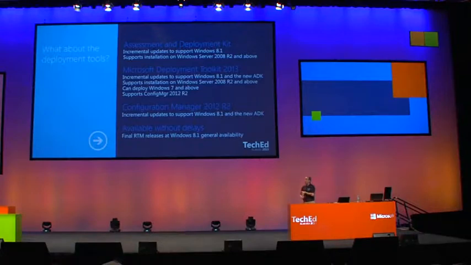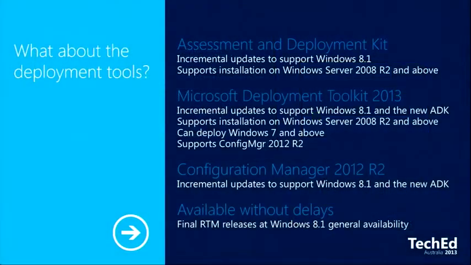The deployment tools that you would need to do that process have all been updated. So first, we have the Assessment and Deployment Kit, which contains incremental updates to support Windows 8.1. It can currently be installed only on Server 2008 R2 or above, or Windows 7 or above if you're installing it on a client. There's still discussions going on about the possibility of still being able to install it on Server 2008. So that may still be a possibility, but for now, it only installs on Server 2008 R2 or above.